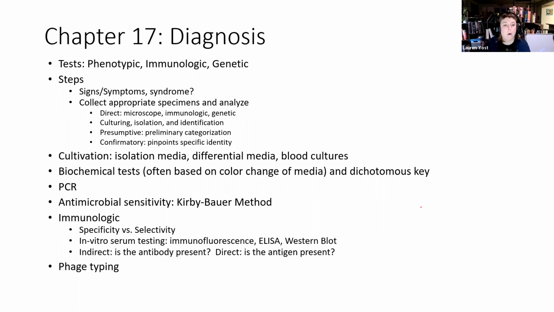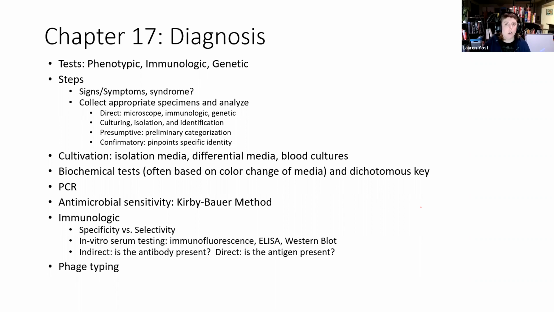Then we get our presumptive data. So it's preliminary categorization, usually the genus, kind of a general idea of what this could be. And then the confirmatory data to pinpoint exactly the species. Okay, if you're cultivating these things, you need to grow it up. You would have potentially isolation media that you're going to try to isolate the organism on. You can also be using differential media. Selective media can be part of it as well. And blood cultures. All of these things are important tools in cultivating whatever this organism could be.